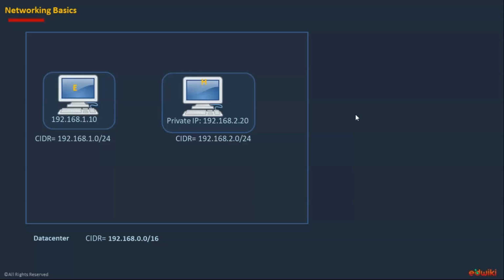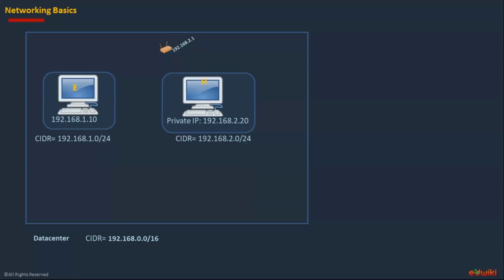So then the question for you, do you think the E machine and H machine can communicate with each other by default in this case? No. Why? These two are in two different networks at this time. As I said, if the machines are in two different networks, we need to keep a gateway in between, right? So now we need to take a gateway device.